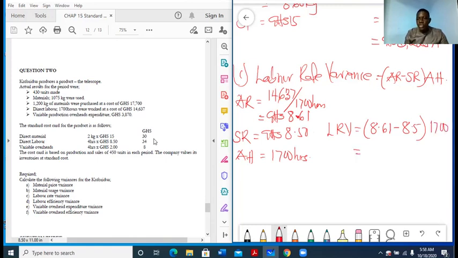Here we planned to pay labor a rate of 8 cedis 50 pesewas per hour. Then we ended up paying 8 cedis 61 pesewas. So that is an adverse variance. We have paid more. So that gives us 0.11 adverse at 1,700.